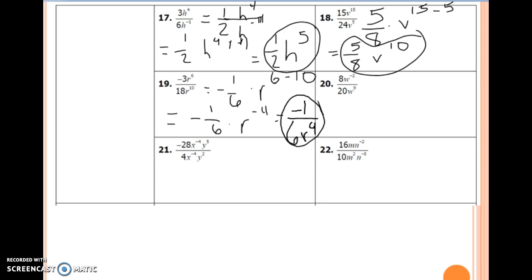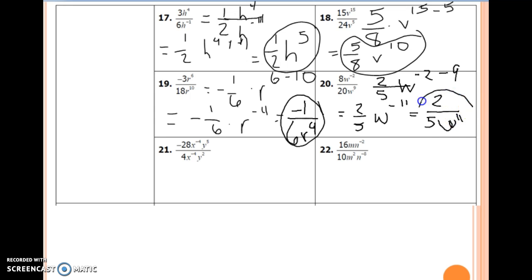Okay, last few. Number 20. 8 divided by 20. Well, when we simplify that, 8 divided by 4 is 2, and 20 divided by 4 is 5. So 2/5. And we still have that w, and w is to the negative 2 minus 9. So 2/5 w to the negative 11. Can't have that negative exponent, so 2 stays on top, 5 on bottom. w moves to the bottom and becomes to the 11th. So 2/5 w to the 11th.